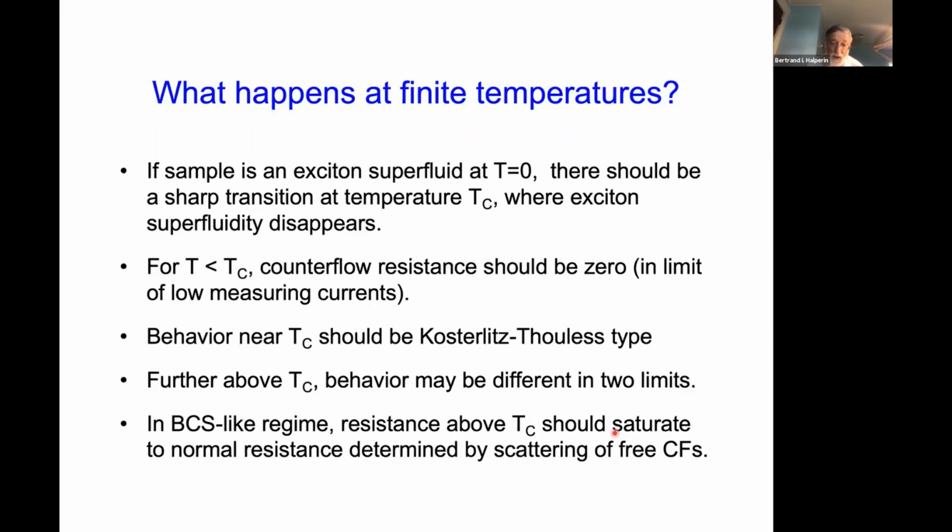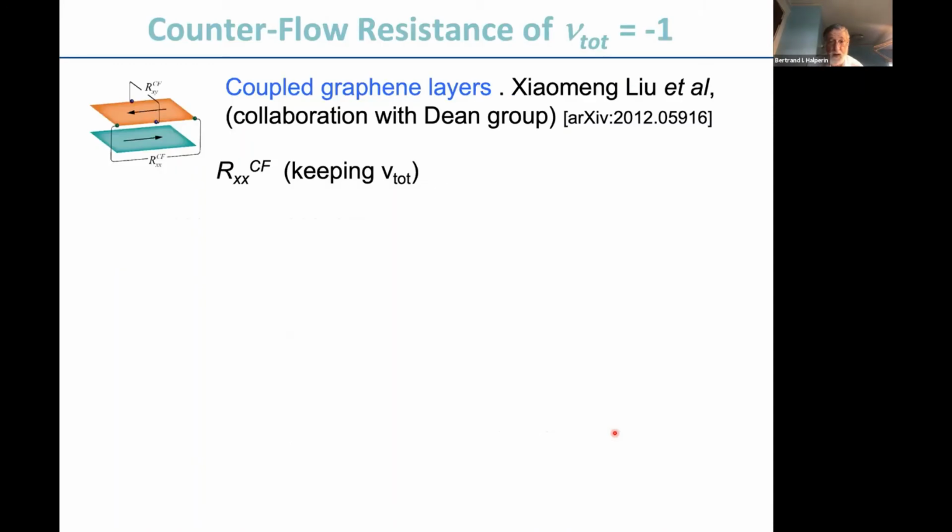In the BCS-like regime, where the binding is weak, we would expect that rapidly as we go above Tc, you have really independent composite fermions in the layers, and the resistance should saturate to some kind of normal resistance, which would be just determined by scattering of the free composite fermions in the two layers, either off each other or off impurities. But it's a little bit less clear what happens in the intermediate region. So that's what I want to say about theory for the moment.